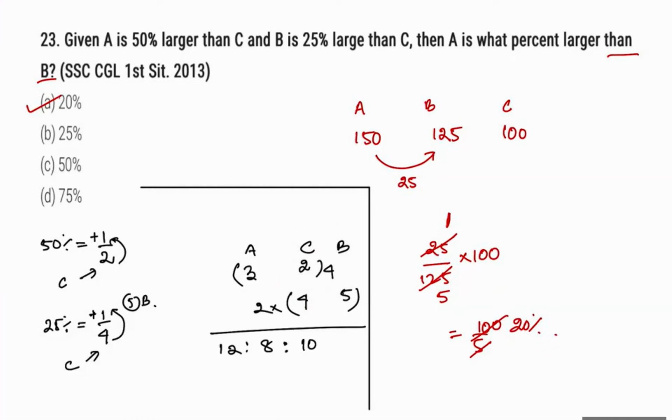And the question is, A is what percent larger than B? Sorry, it's a calculation error. 2 5 is 10, 2 4 is 8, 4 3 is 12.